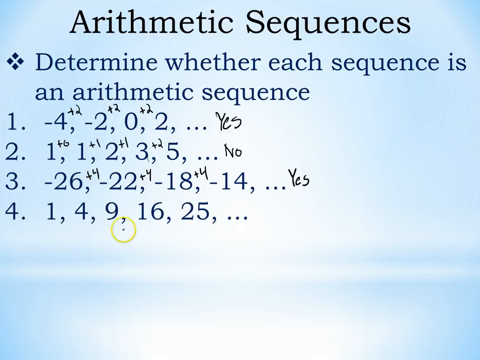And then this last one, well, I have to add 3 to get to 4. I have to add 5 to get to 9, 7 to get to 16, and then 9 to get to 25. So this is not an arithmetic sequence. We're not adding the same number each and every time. However, this is a sequence of all those perfect squares starting with 1. So 1, 4, 9, 16, 25, and so on down the list.